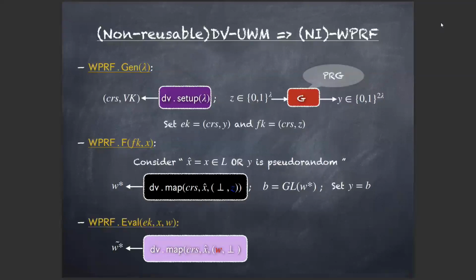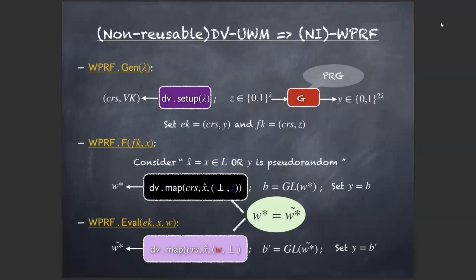Now how does the evaluation work? Recall that the evaluator knows the witness. So it can take the witness to compute the same output for the statement X hat, because it knows the W for the first part of the branch. And it can recover the Goldreich-Levin bit. And basically the correctness of WPRF says that these two values are equal.